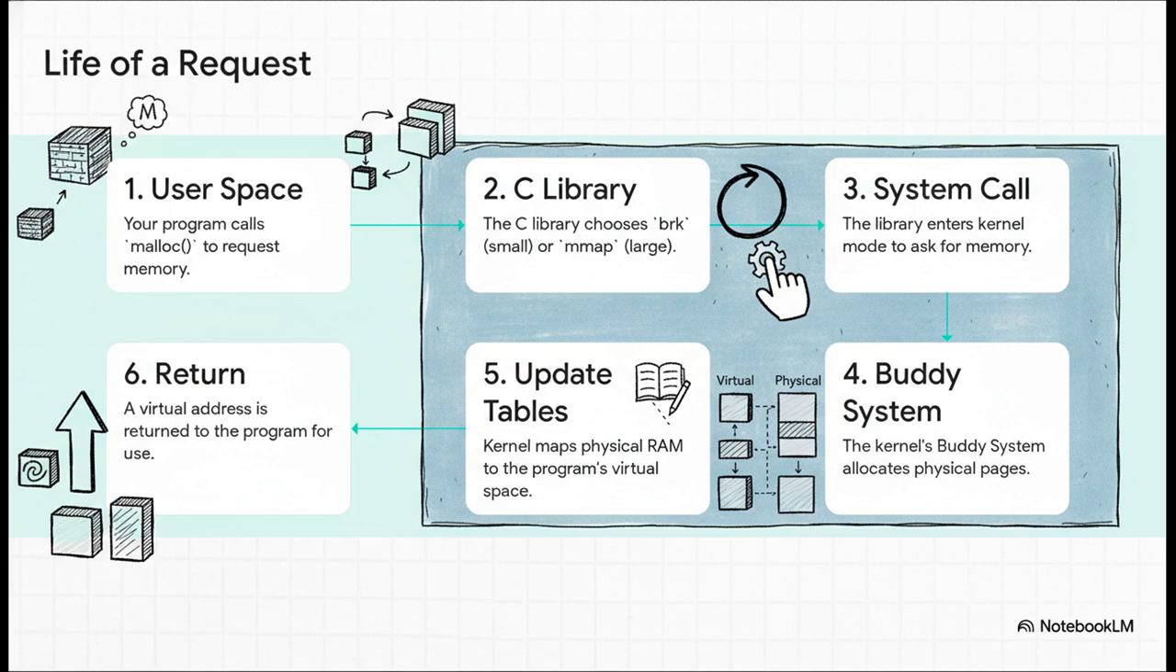Step 4, the kernel's buddy system gets to work, finding the physical pages of RAM we need. Step 5, and this is the magic part, the kernel updates your program's page tables, creating the link between the virtual address your program sees and the physical address on the RAM chip. And finally, step 6, a virtual address is handed back to your program, which can now use its shiny new memory, completely clueless about the incredible journey that just took place.